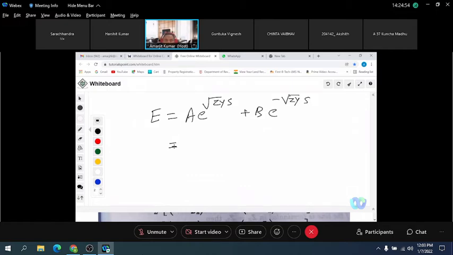What you calculated, you tell if you have done. What is A? ER by 2 into 1 plus Z naught by ZR, into e to the power root ZY S. We are calculating voltage at any point along the transmission line.